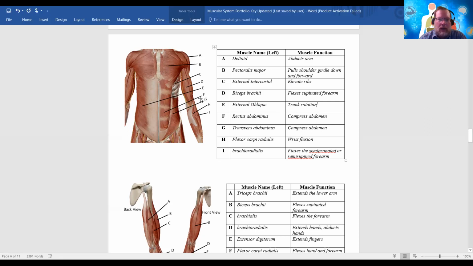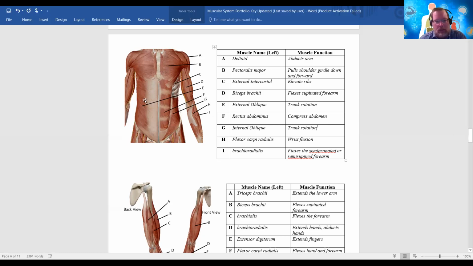And then letter F, you're going to have the rectus abdominis. And letter G, that is going to be the internal obliques. So double whammy. Must have been tired that night, or else I was looking at something else. Probably multitasking. See, multitasking is good. It saves time, but sometimes it comes back to get you. But anyway, we'll do trunk rotation for that one too.